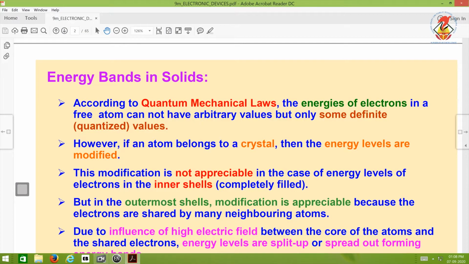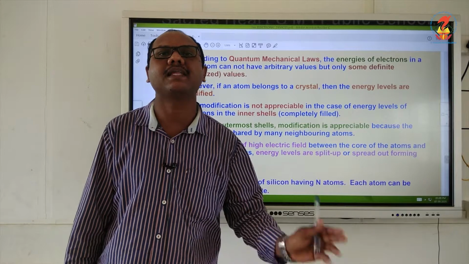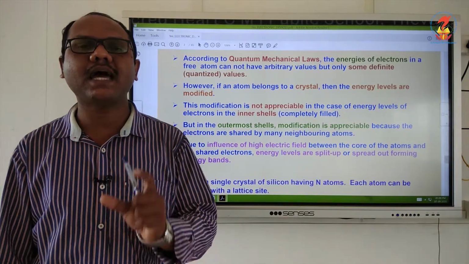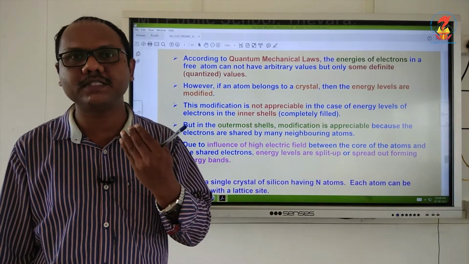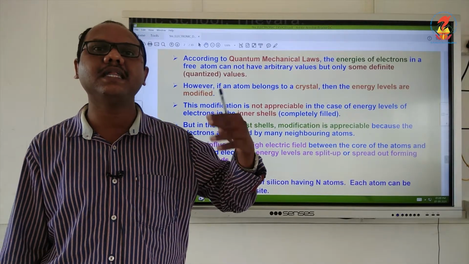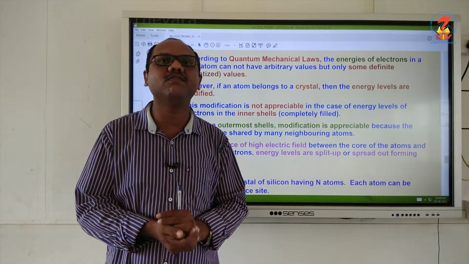So, the modification is not appreciable in the case of inner shell electrons because they are completely filled, whereas in the outermost shell, the modification is appreciable because the electrons are shared by many neighboring atoms. So, that is the reason behind it. The outermost electrons are shared by the electrons of the other atoms. As a result, their energy will vary.